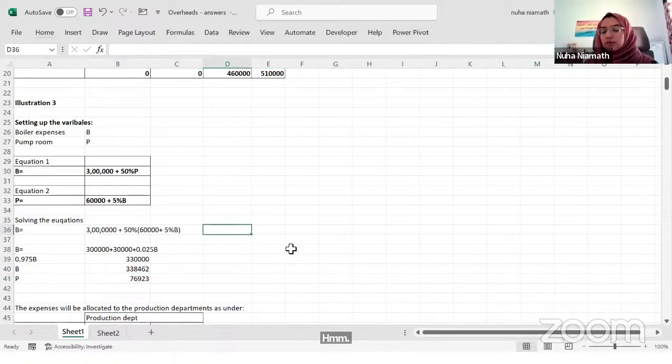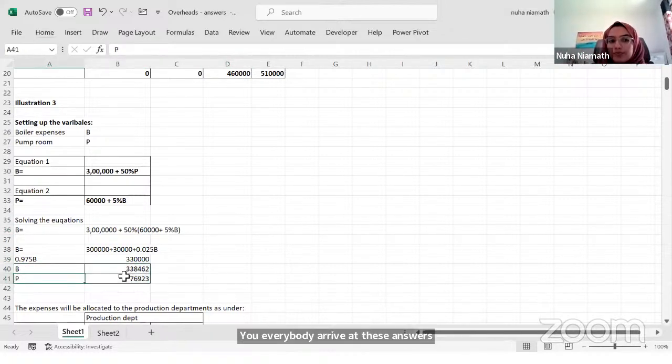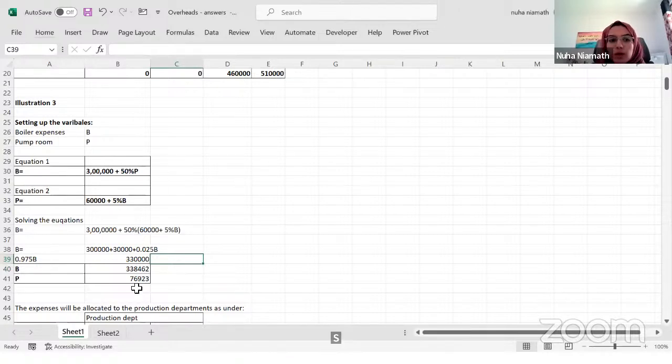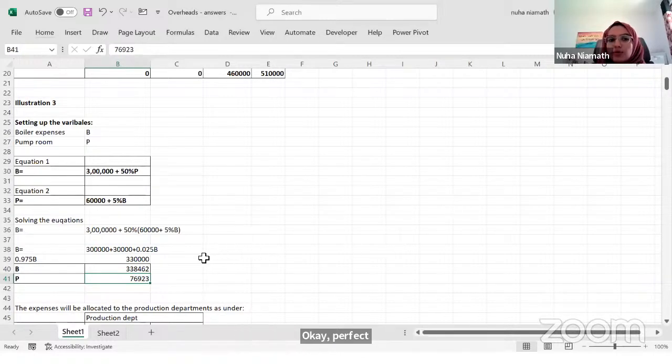Has everybody? Yes, Rania, that's the perfect answer. How about the others? Did everybody arrive at these answers? Is everybody aware of how to solve the equations? So, perfect. P amount is 76,923. Amal Krishna, did you also find that answer? Once you found B, you put it in the second equation and solve for P. Okay, perfect. Amal Krishna, just let me know if you found the amount. If not, I will help you out. Okay, clear, perfect.